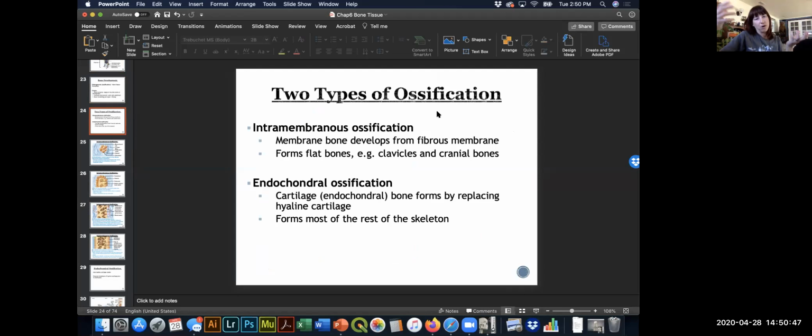Intramembranous just means that the bone forms directly from the mesenchyme tissue. Okay, so the mesenchyme is basically like pre-connective tissue. It forms all the other connective tissues, including bones. So intramembranous ossification comes directly from the mesenchyme, and it happens in flat bones and cranial bones.